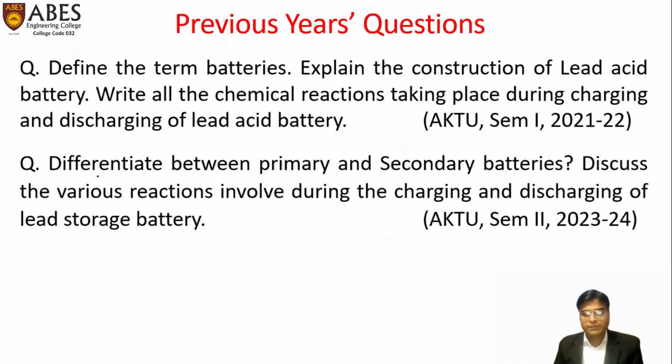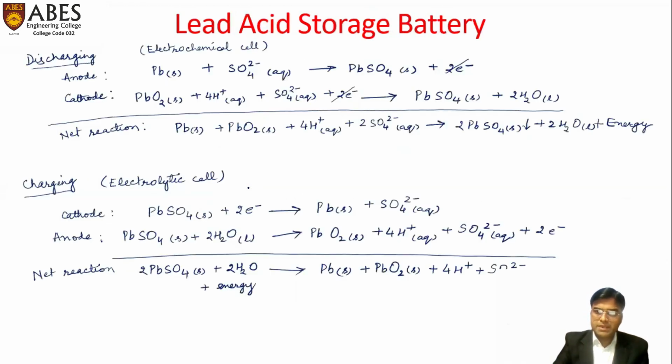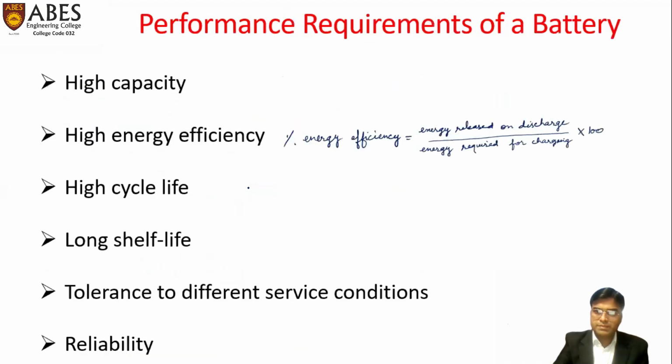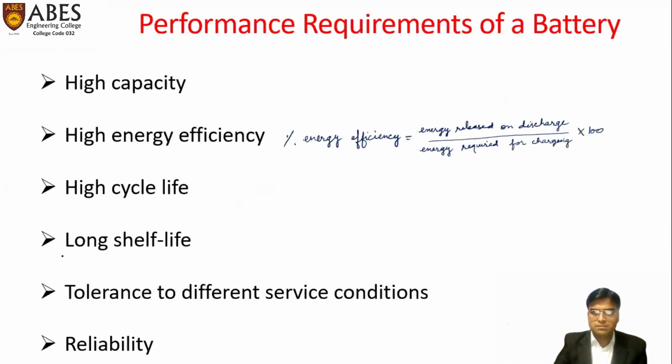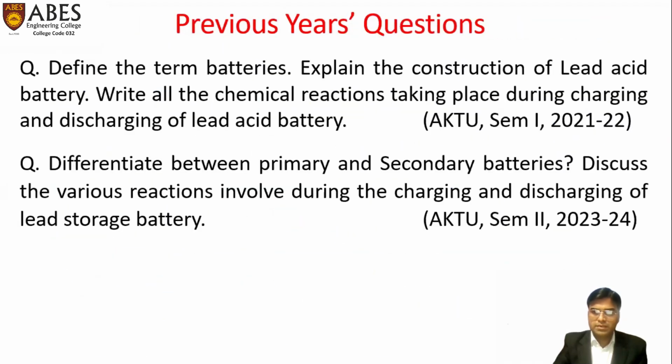This question appeared as differentiate between primary and secondary batteries. We have to highlight the differences between primary and secondary battery. Discuss the various reactions involved during the charging and discharging of lead acid storage battery. We have discussed primary and secondary batteries, their differences. Here we have discussed them. And the charging and discharging reactions of lead acid storage batteries have already been discussed in the first question.